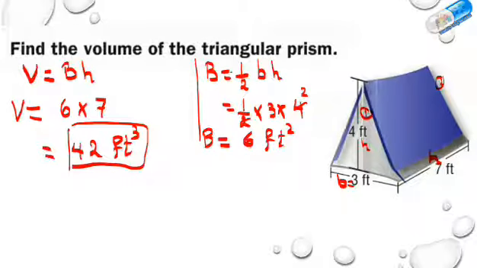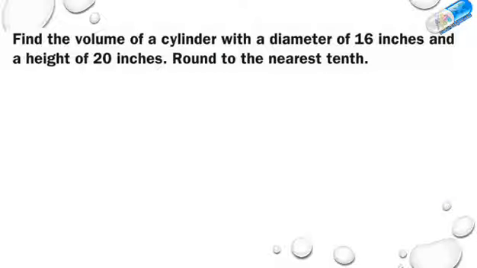One more example. Find the volume of a cylinder with a diameter of 16 inches and a height of 20 inches. And then round it to the nearest tenth. Okay, here we don't have the shape. It's not drawn for us. But we have the diameter 16 and the height of the cylinder is 20.